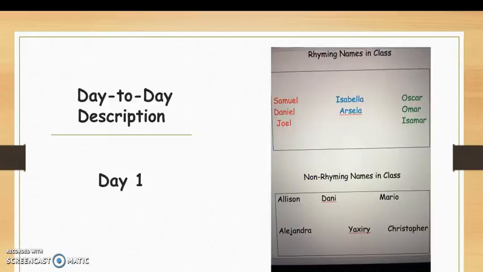Day 1. On day 1, I will activate students' background knowledge by going over everyone's name and try to look for pairs of names that rhyme. This will help motivate students to get hooked into the lesson and be interested in what the lesson is about.